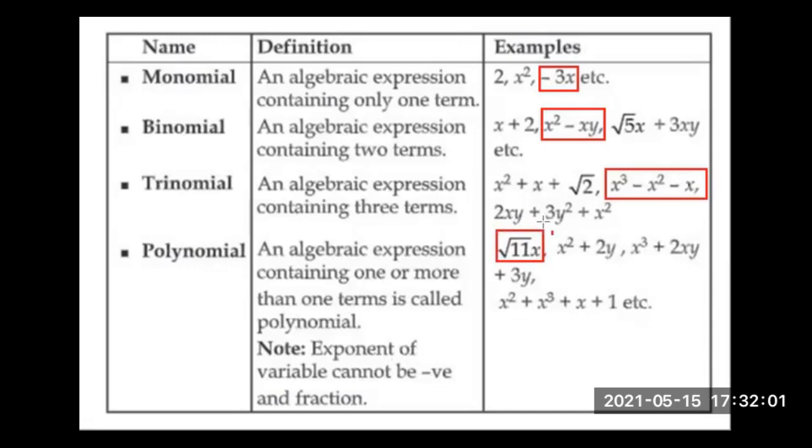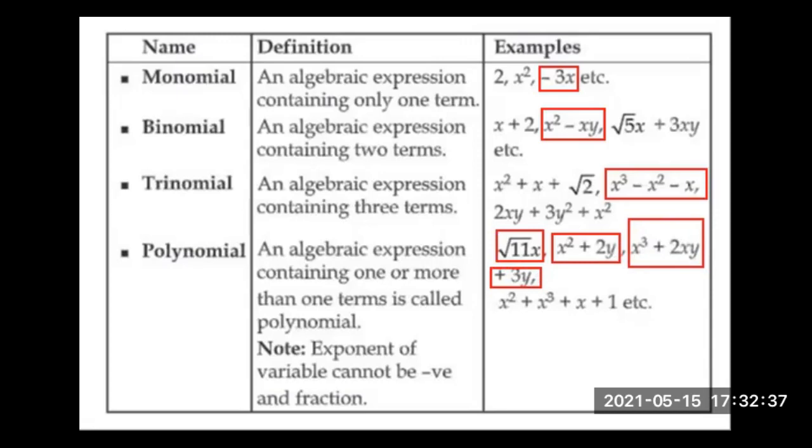Second example, you can see this one has two terms. First term is our x square, second term is our 2y. That one also we can consider as our polynomial. Third one, you can see this one is also taking three terms. First term is our x cube plus 2x cube, second term is our 2xy, and third term is our 3y. That one also we can call a polynomial, or you can call it a trinomial also.